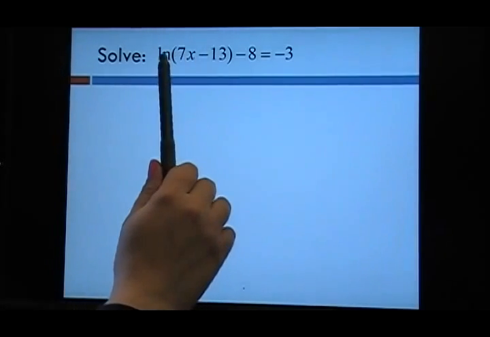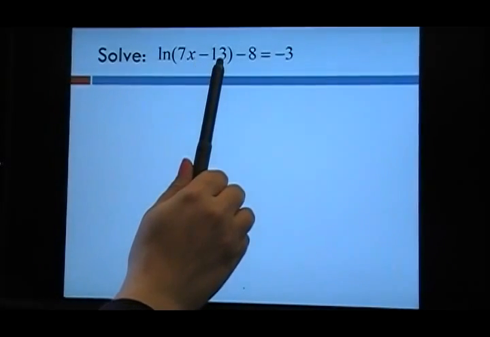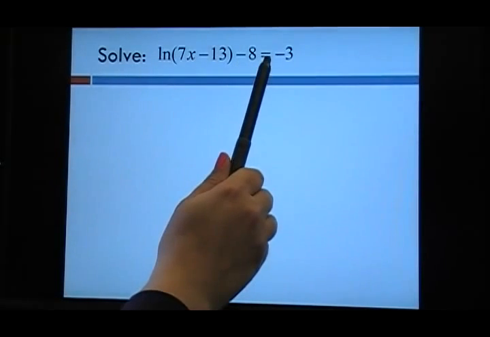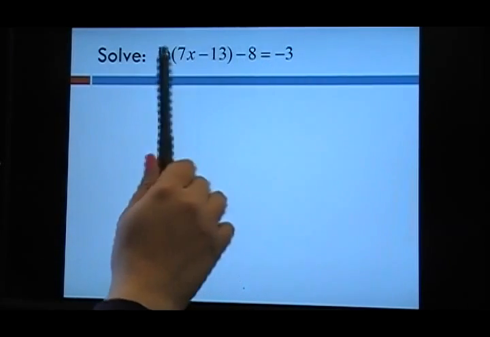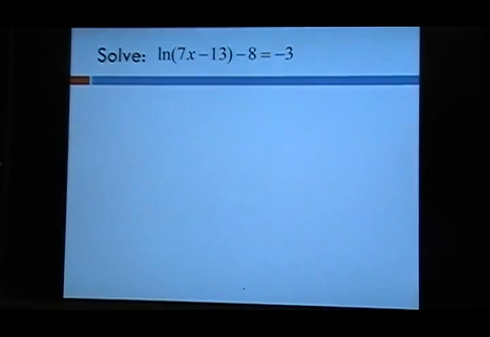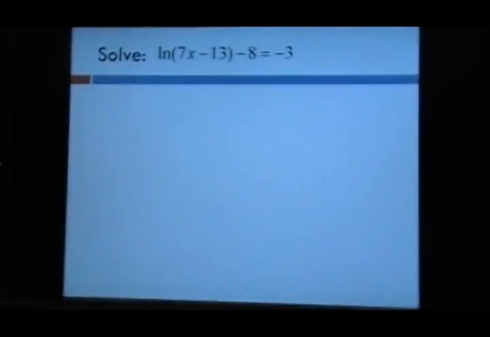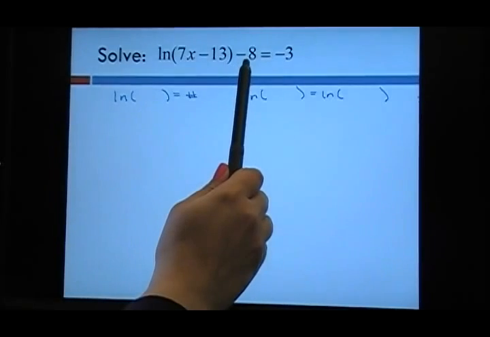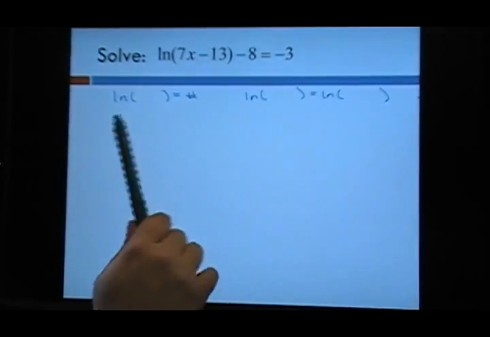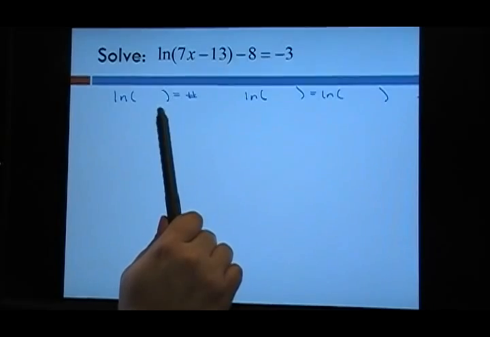Okay, so back up here, we have the natural log of 7x minus 13, minus 8, equals negative 3. So we've got a logarithmic equation. So now when you look at an equation, you first see, okay, it's a log equation. So you have to decide, can I get it to be the natural log of something equals a number, or the natural log of something equals the natural log of something? Since we've only got this one term, I see that if I add 8 to both sides, then I could have it in this form. So that's what I'm going to shoot for.